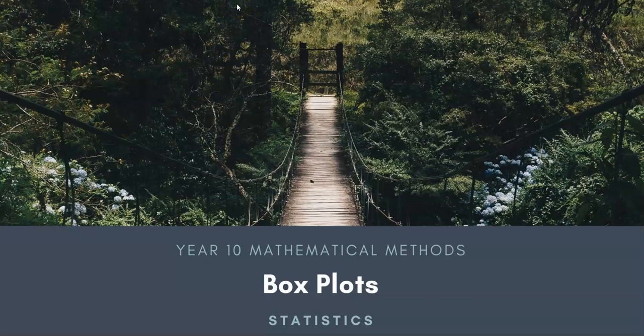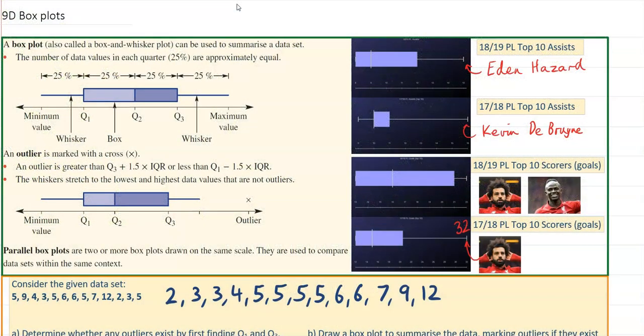Let's have a look at some box plots. So box plots are just a representation of the 5-figure summary, and as always, a graphical representation is a great way to compare data. You can see I've done a little bit of that on the right, looking at the top 10 players for assists and goals over 2 seasons in the Premier League. And as you can see, Mo Salah at the bottom there, 32 goals in a season, was a clear outlier.